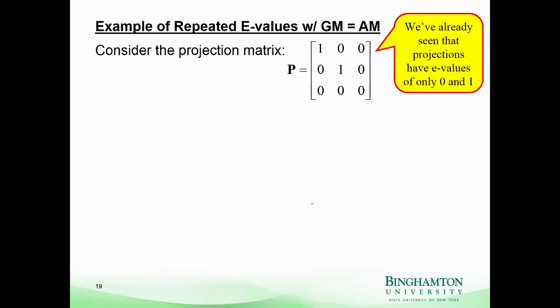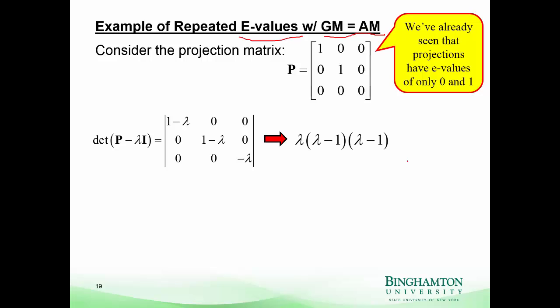Here's an example of one that has repeated eigenvalues with the geometric multiplicity equal to the algebraic multiplicity. Well, this is a projection matrix. We've already looked at this, and we've already talked about how projections have eigenvalues that can only be 0 or 1. And remember, we looked at that graphically in the last set of notes. But we set this up algebraically now.